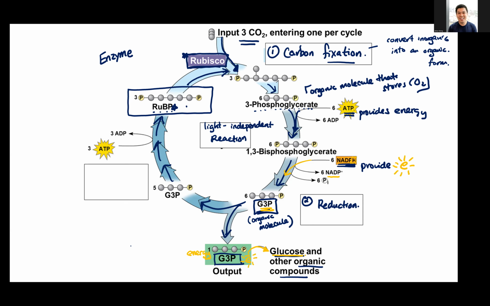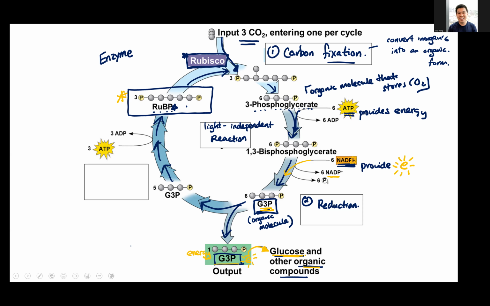So here the point is that glucose is actually not directly made by the light-independent reaction, but the light-independent reaction makes the major ingredient called G3P that will be used to make glucose and other organic compounds, such as lipids and proteins. So now you have that G3P. Then you need to remake that RuBP again so that this process can occur again.